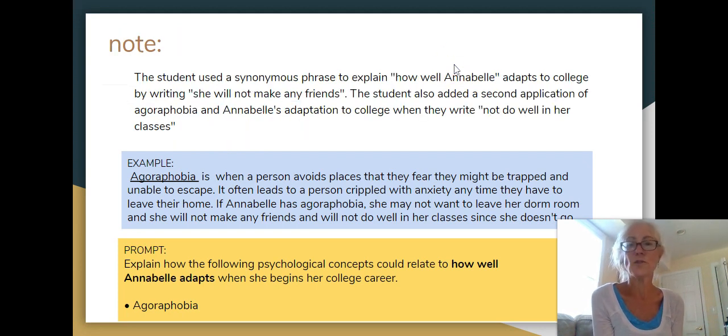So again, the student used a synonymous phrase to explain how well Annabelle adapts to college by writing, she will not make any friends. And then the student also added a second application of agoraphobia and Annabelle's adaptation to college when they write that Annabelle would not do well in her classes. So this is your instruction on how to write a concept application essay using IDA: identify, define, and apply.